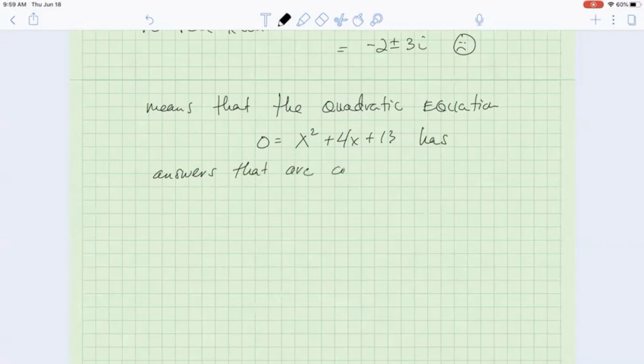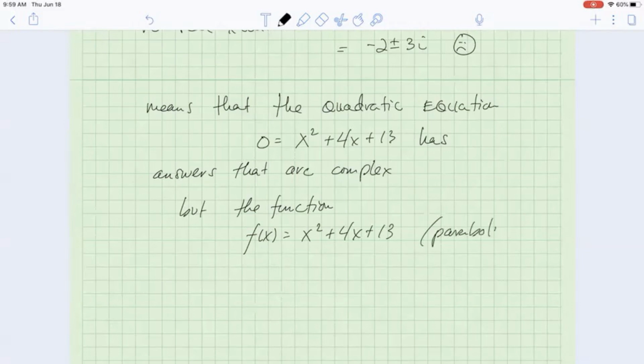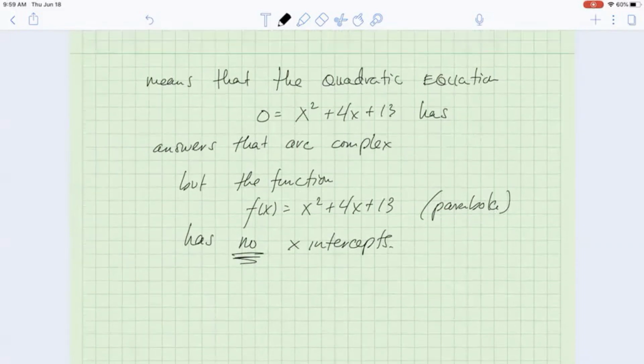that are complex, but the function f of x equals x squared plus 4x plus 13, the parabola, has no x-intercepts. That is to say, this parabola never actually touches the x-axis. So what's going on here?